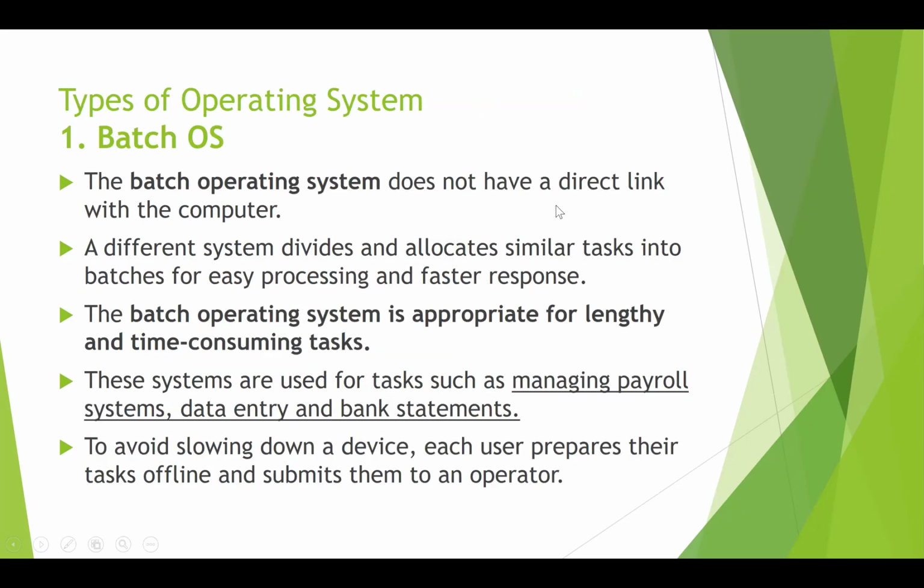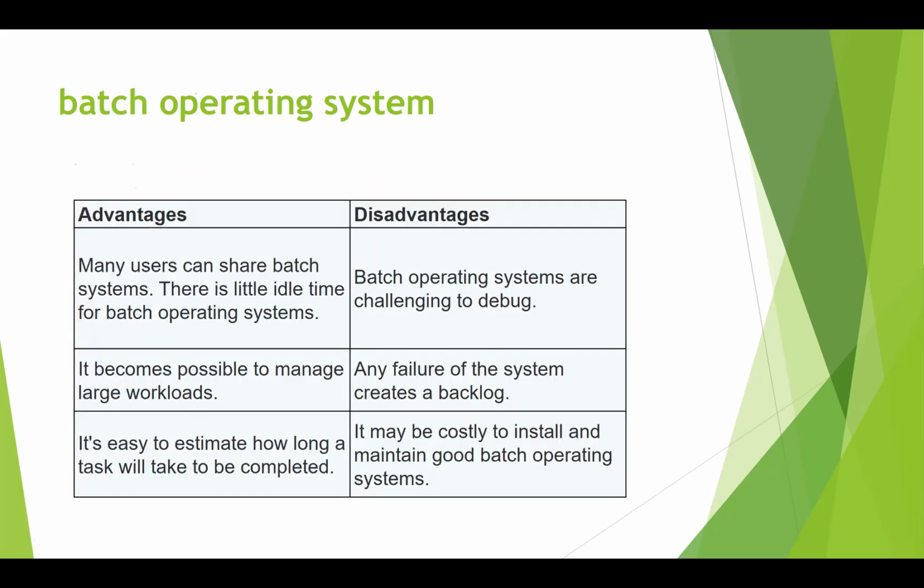Next, types of operating system. Let us consider the first type, the batch operating system. It does not have a direct link with the computer. Basically, the system divides and allocates similar tasks into batches. A batch operating system is appropriate for lengthy and time-consuming tasks, and it is used for managing payroll systems, data entry, and bank statements. To avoid slowing down the device, each user prepares their tasks offline and submits them.